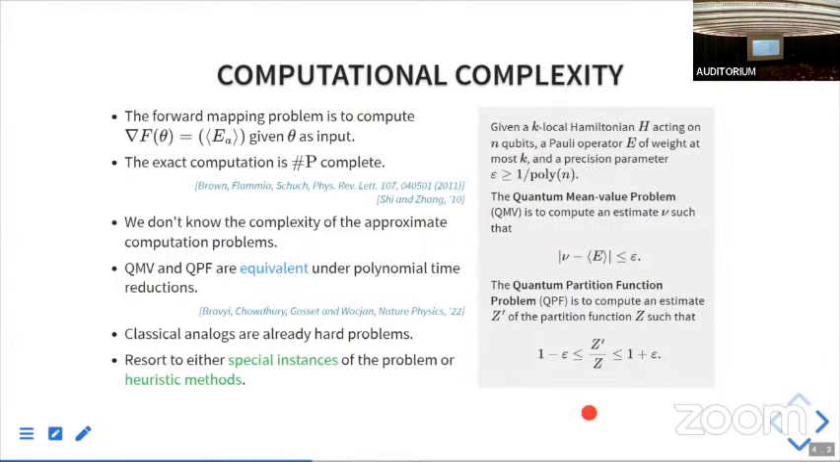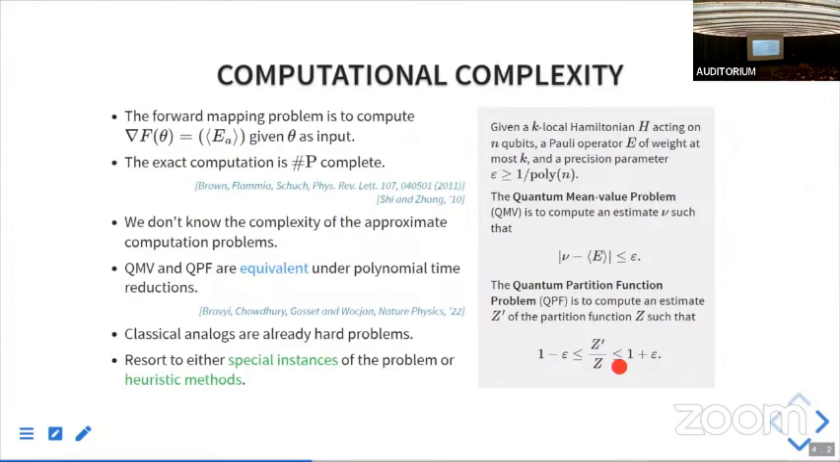Then people considered the complexity of approximately computing this quantity. In this very recent paper by Bravyi et al., they defined many more problems, but two are relevant here. One is called the quantum mean value problem: given the model, you want to compute a parameter mu up to some error epsilon. They also consider a quantum partition function problem: approximate Z up to some multiplicative error. They show that these two problems are equivalent, which is not hard to show, but it's important to know. These two problems are examples of a very large class of quantum counting problems that are known to be equivalent. But we don't know exactly which class these problems are complete for.